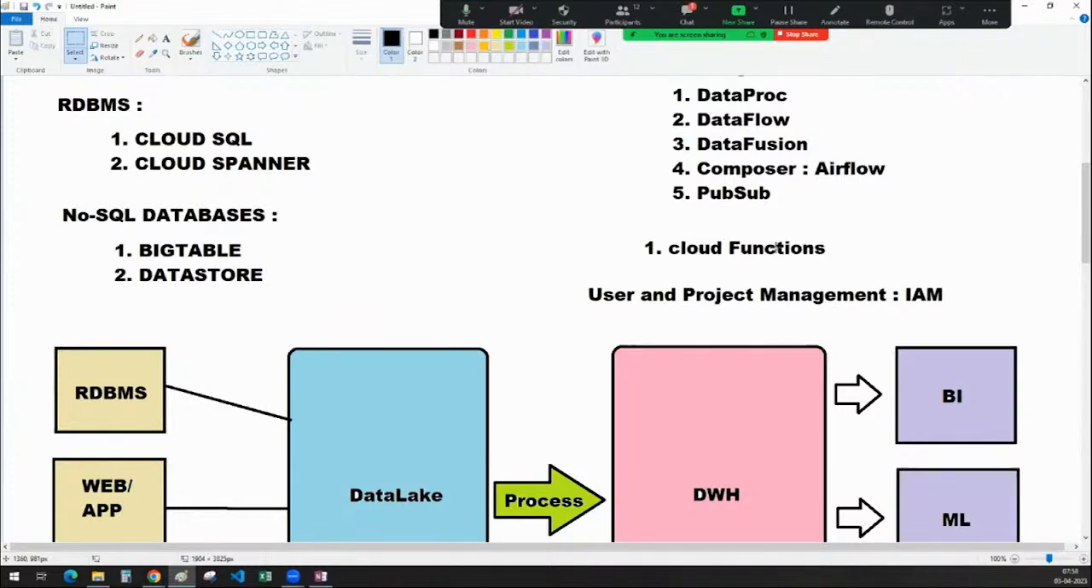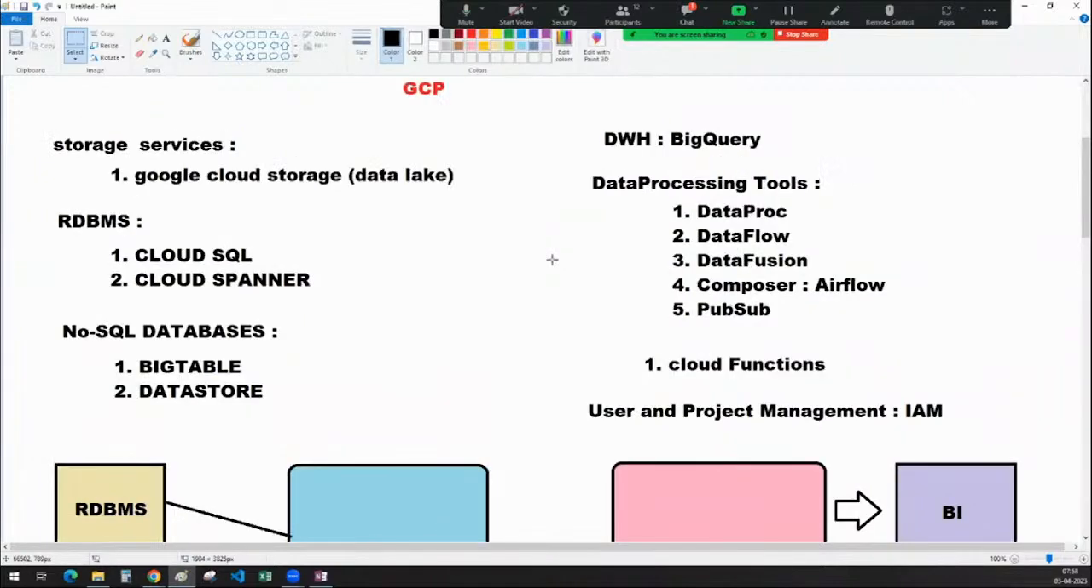How frequently will we be using SQL? Your voice is very low, I couldn't actually hear. How frequently will we be using SQL queries? Yeah, the frequency of SQL queries.